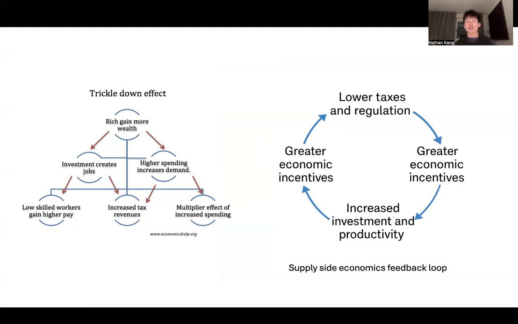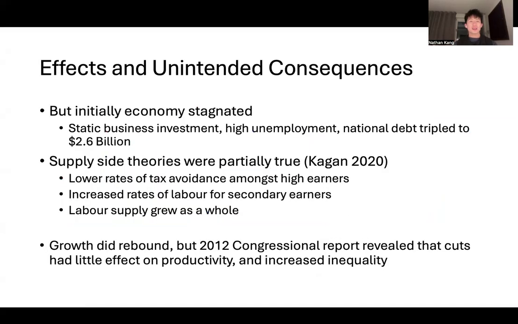And on the right, we're showing this positive feedback loop that the supply side economics theorists believed in at the time, where lower taxes and regulation would lead to greater economic incentives, which would also lead to increased investment and productivity. It's flowing back and forth through the cycle. But the effects were quite different.